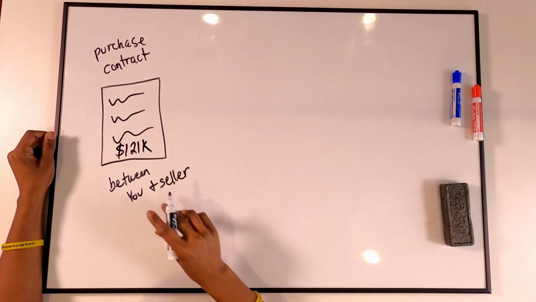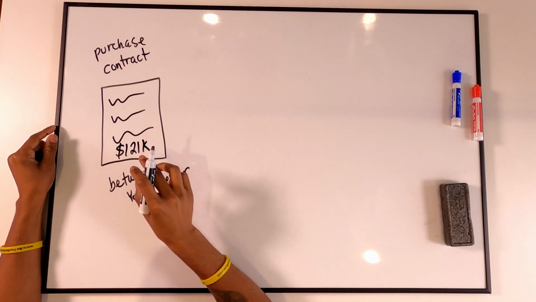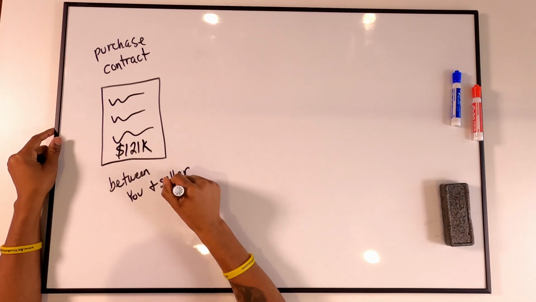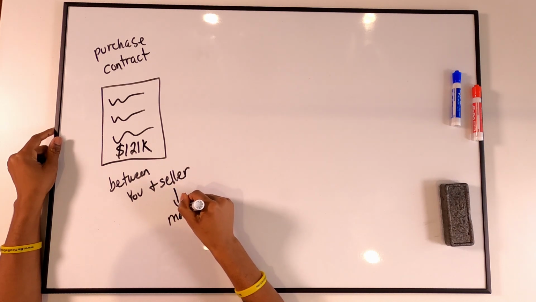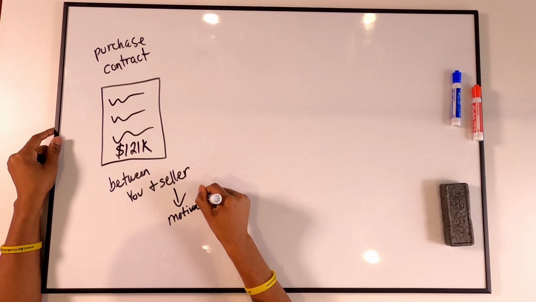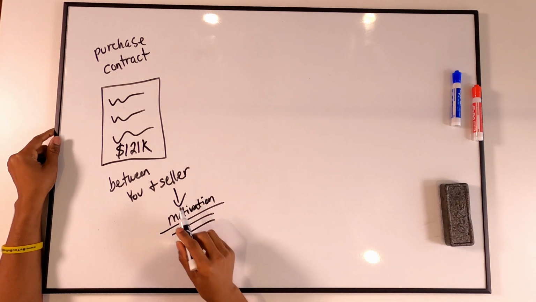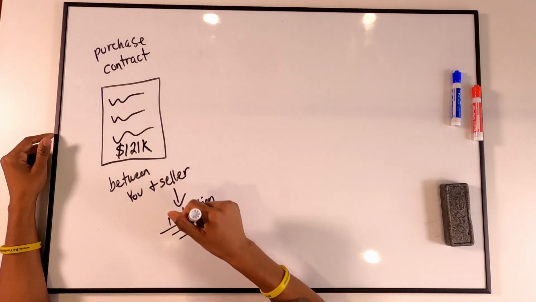And remember, when you're getting properties under contract, you're getting them at a discounted price, because that motivated seller, or that seller, is always going to have some type of motivation. That is key, guys. Motivation. That is how you're gonna get discounted properties, from the motivation of the seller.